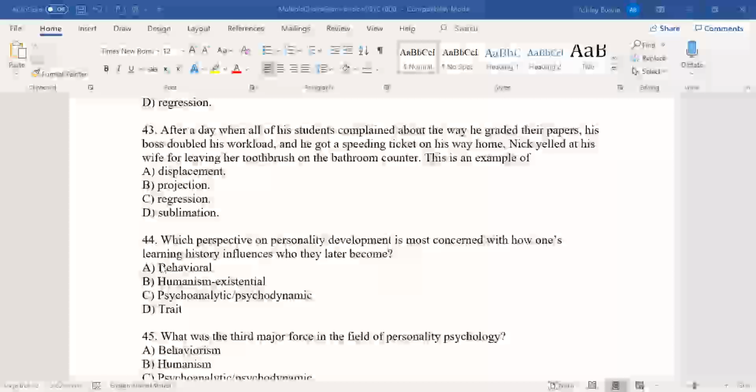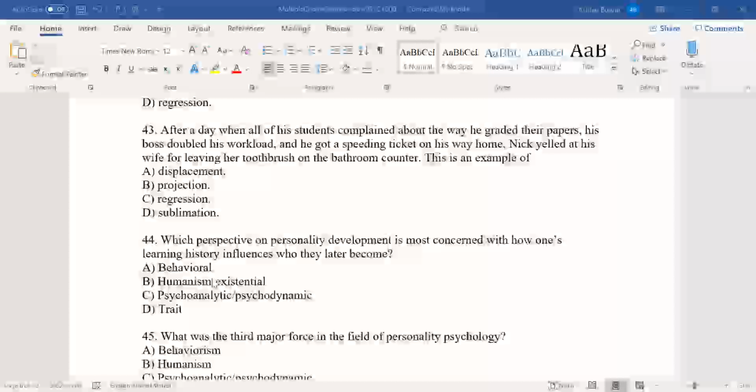Okay, 42. So according to Freud, the ego is A, the moral component, B, the decision maker, C, the primitive instinct, or D, the collective unconscious. B. Right, yes. The answer is B, the ego is the decision maker.